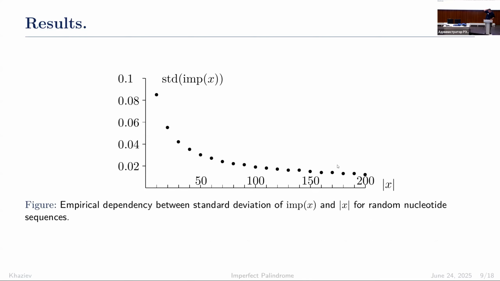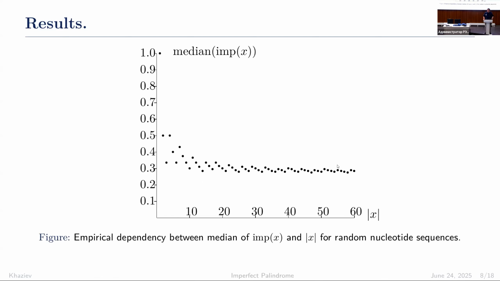And also, we've computed the dependency between the standard deviation of imp of x and the length of x for the same sequences. And why did we do that? Because it gives us some threshold by which we decide whether a sequence is a palindrome, an imperfect palindrome, or not a palindrome at all. So if it's close to 0.2, we consider it a palindrome. And if it's close to the median or even bigger than the median, we consider that it's not a palindrome.